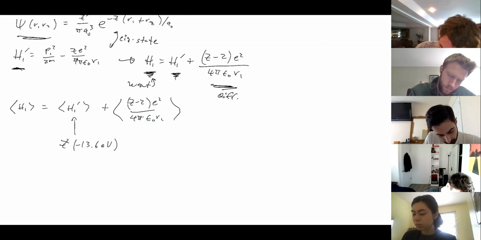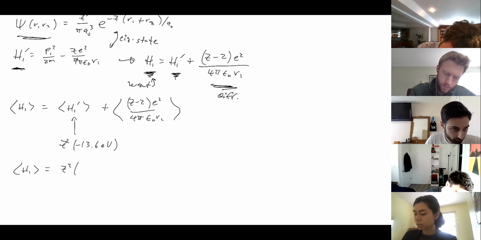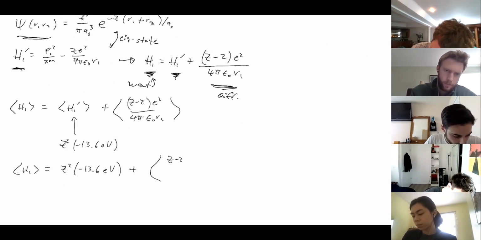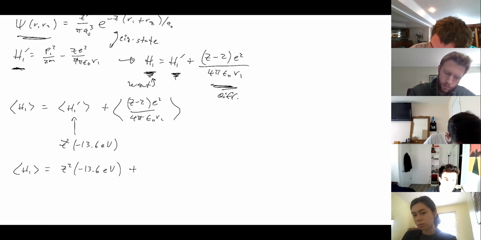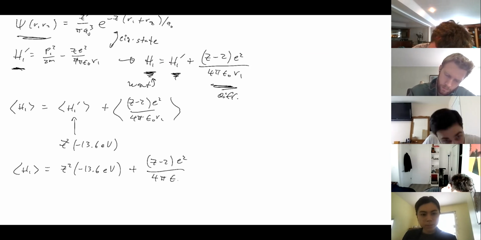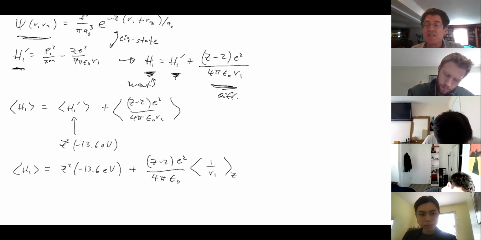And so then we see that the expectation value of H1 is equal to z squared times negative 13.6 eV plus the expectation value of z minus 2. Actually, let me write that more easily, because you can see it's something quite easy: (z minus 2) e squared over 4 pi epsilon naught, just a constant, times the expectation value of 1 over r1 for the wave function z. And this is actually an easy thing to calculate.